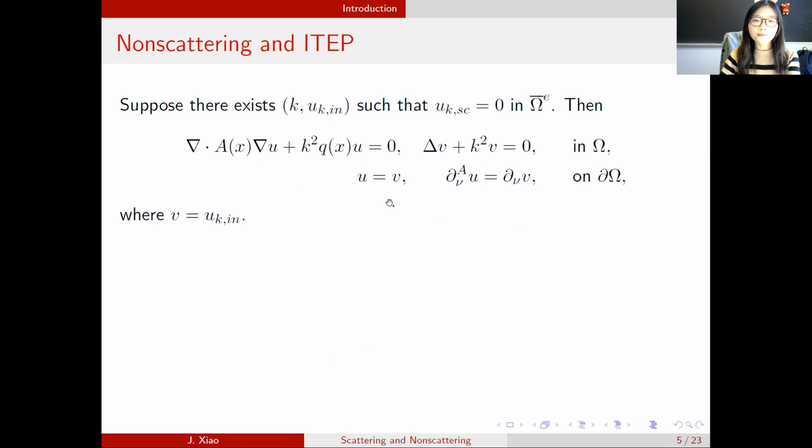So inside omega, we will end up with this. This is the total field, and this equation is satisfied in the whole R^n. So of course it is satisfied in omega, and v here is the incident field, and it satisfies the Helmholtz equation in the whole domain, of course including omega. And then this would be the natural boundary condition due to the PDE in the whole space, and also the scattered field, the difference between u and v, is identically zero outside omega.